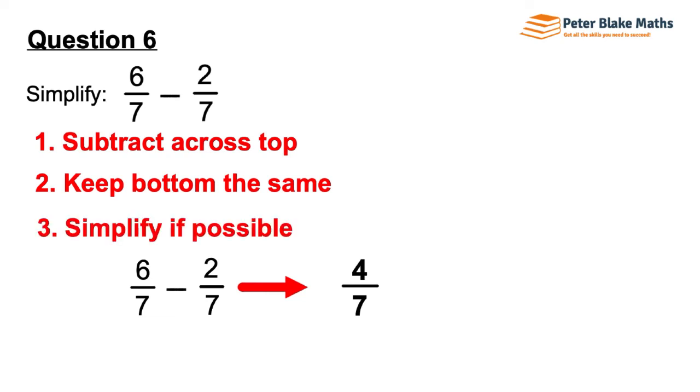We'll look to simplify if possible, but we can't simplify 4/7 any further. You could type it into your calculator and double check, but you could look for a number that divides into 4 and 7, but the only number that works is 1, which doesn't help much. So our final answer is 4/7, or 4 over 7.